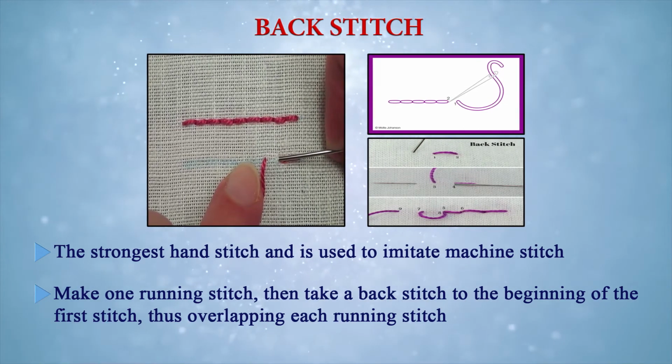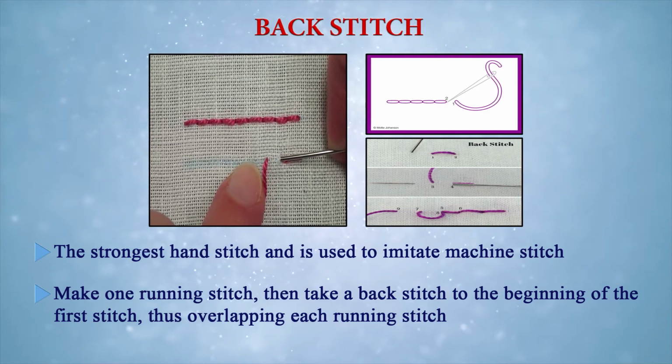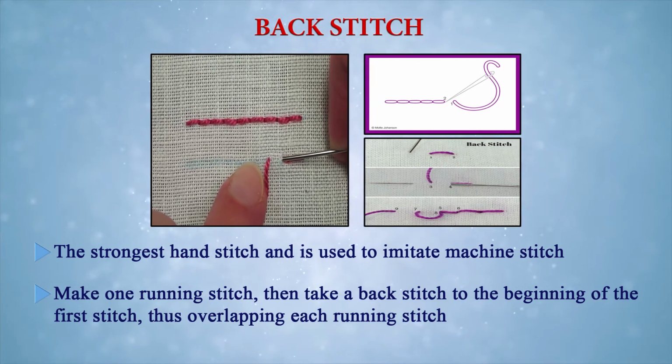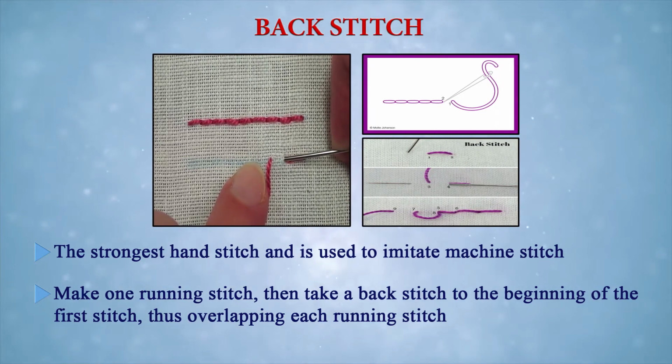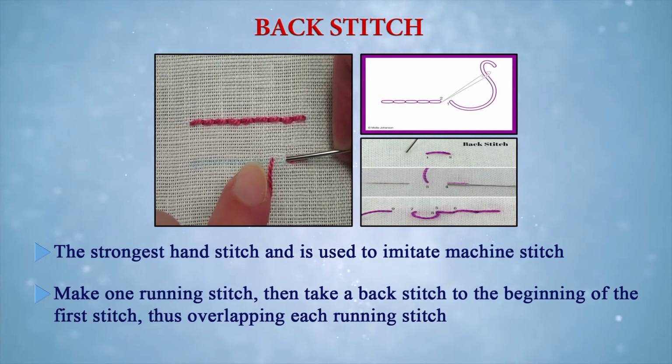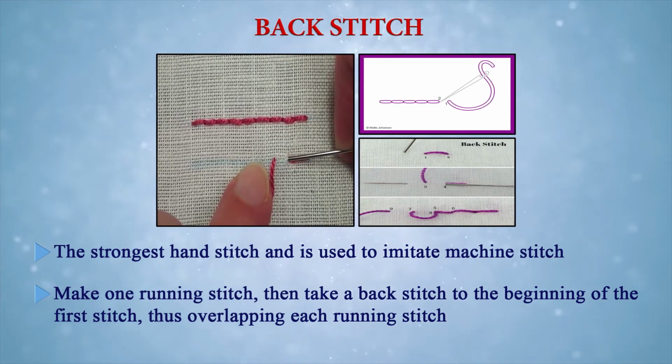There is no space left between two stitches, they are very close and seem like an overlapped stitch. So this is how a back stitch is made, and it is the strongest hand stitch we use to secure two pieces of fabric. Then the second is the basting stitch.